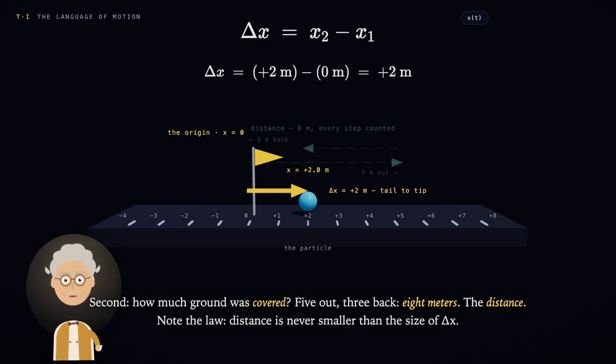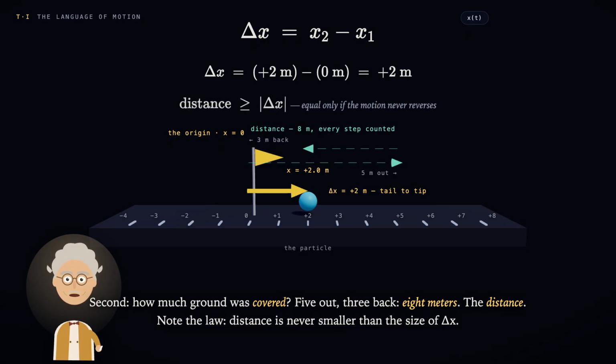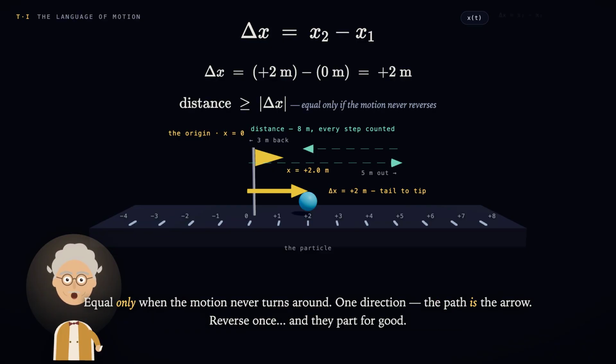Second, how much ground was covered? 5 out, 3 back: 8 meters, the distance. Note the law: distance is never smaller than the size of delta x. Equal only when the motion never turns around, one direction. The path is the arrow; reverse once, and they part for good.